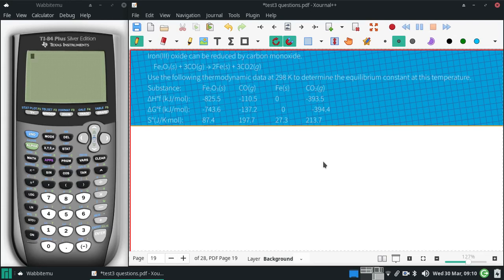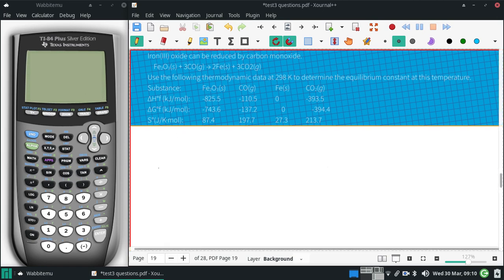Okay, iron(III) oxide can be reduced by carbon monoxide, and I give you the balanced equation. Use the following thermodynamic data to determine the equilibrium constant at this temperature. All right, so we are looking for the K at 298.